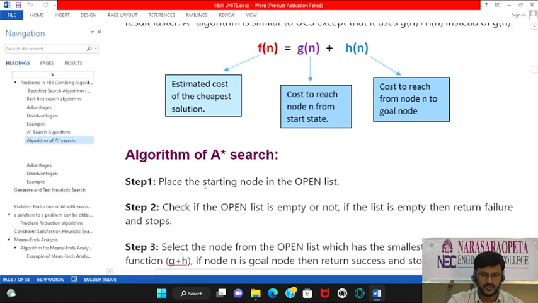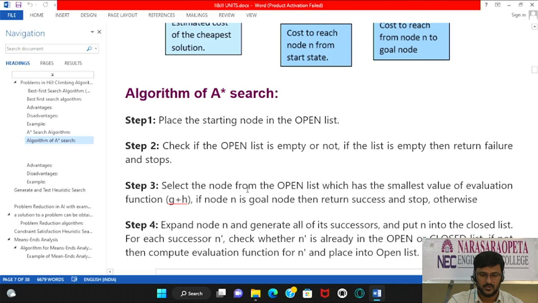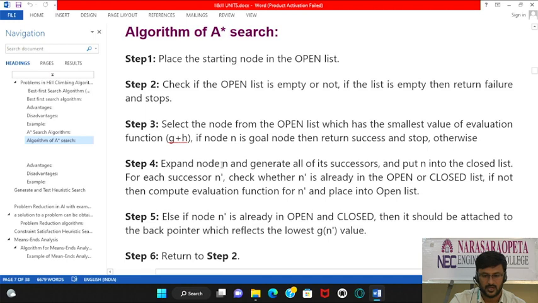Step 1: Place the starting node in the open list. Step 2: Check if the open list is empty or not. If the list is empty, then return failure and stop. Step 3: Select the node from the open list which has the smallest value of the evaluation function g plus h. If the node is the goal node, then return success and stop. Otherwise, go to step 4. Step 4: Expand the node to generate all of its successors, and put n into the closed list.